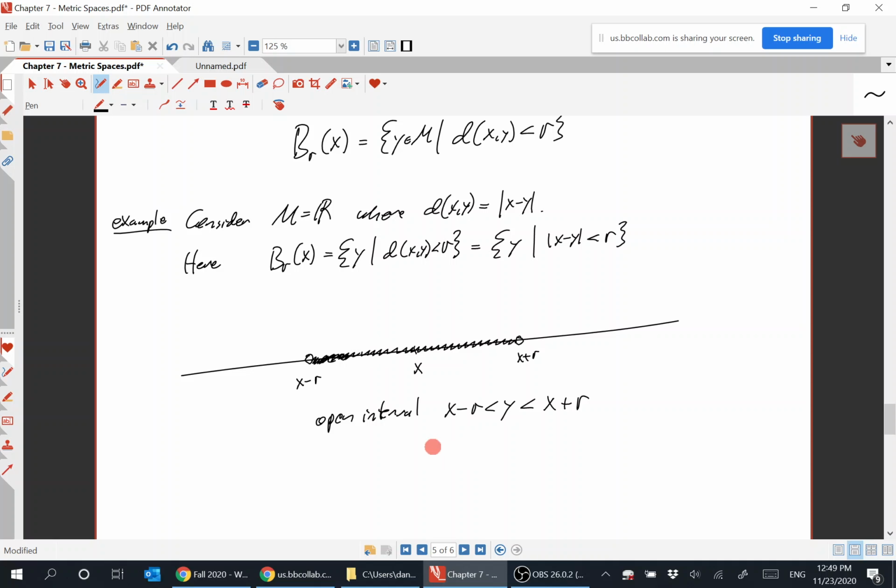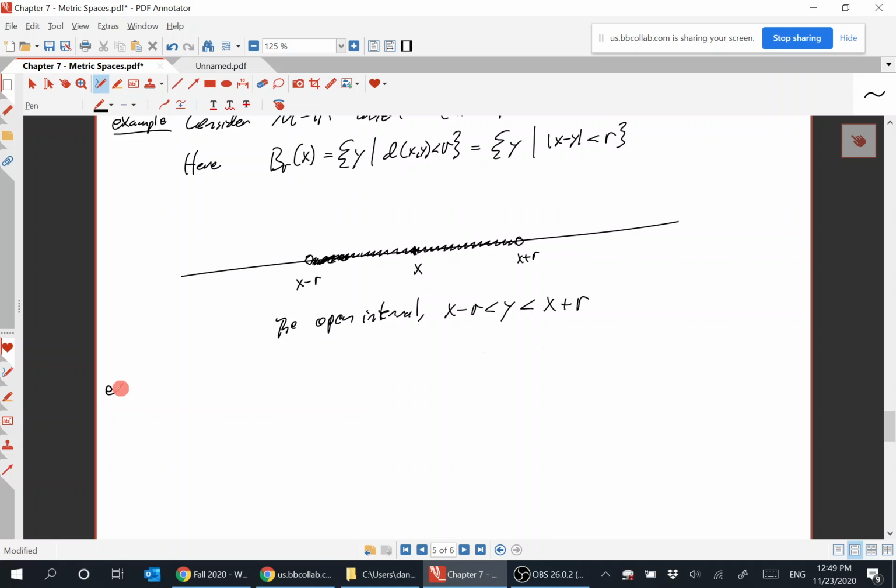Which is also denoted x minus r comma x plus r, although this is not a great notation here because it's used for too many other things, right? So the open interval from x minus r to x plus r, is that round? No. It's a line. There's no roundness there. But it's still a notion of a ball. Okay.